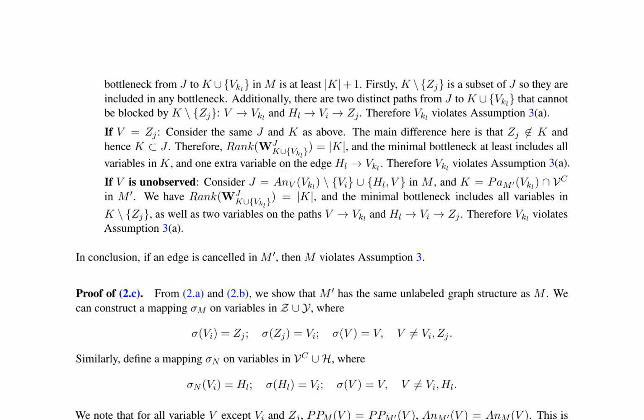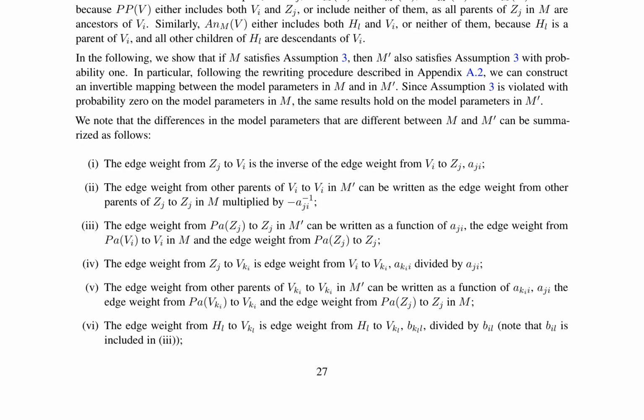The following summary bridges the content of pages 27 and 28 of the research paper, maintaining technical accuracy and depth. Assumption 3 is violated if an edge is cancelled in M'. This is demonstrated through three cases: when V equals Zj, when V is unobserved, and when V does not equal Zj. In each case, the minimal bottleneck includes all variables in K and at least one extra variable, violating assumption 3a. The proof of 2c establishes that M' has the same in-labeled graph structure as M.